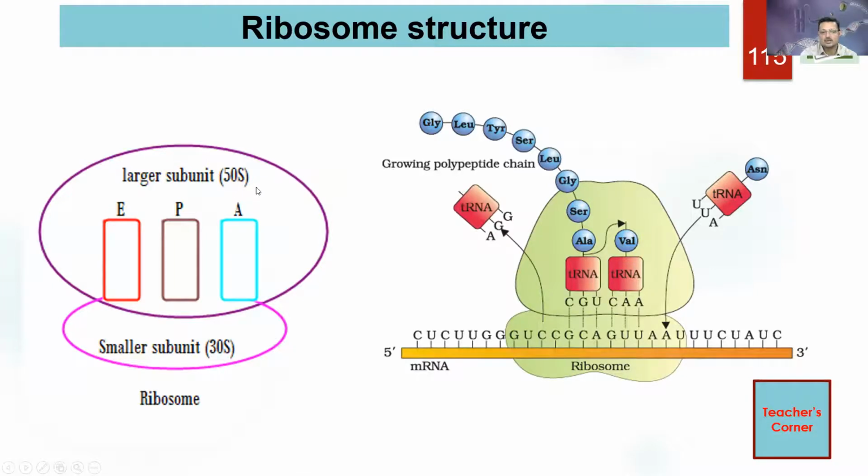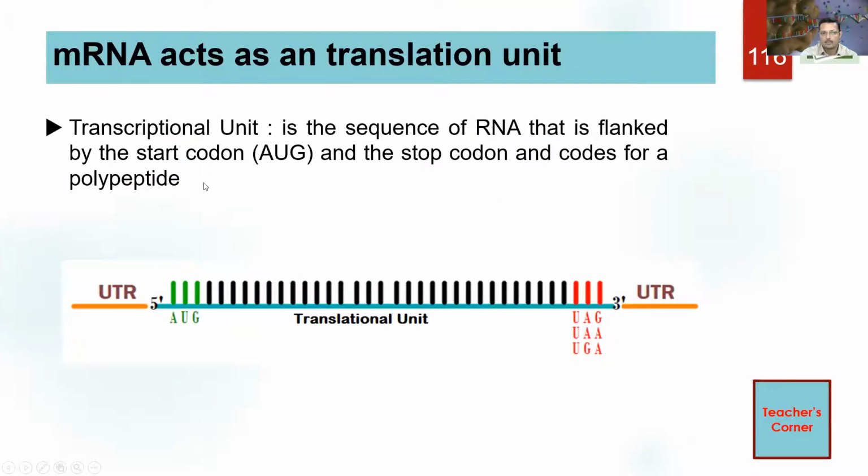Now you see the ribosome structure. We are considering the eukaryotic structure at this moment; prokaryotic is 50S and 30S. There are 3 sites, E, P, A: exit site, peptide site, and amino site. And how does it grow? Messenger RNA acts as a translation unit.